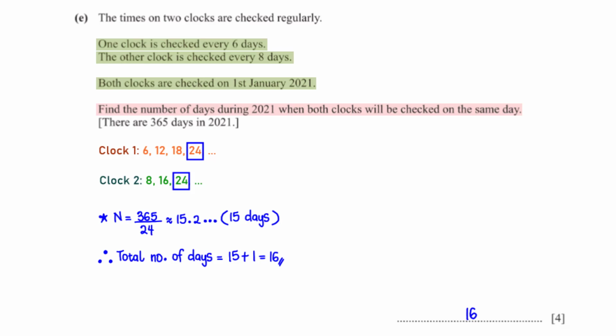There are 365 days in 2021. So if clock 1 is checked after every 6 days and clock 2 is checked after every 8 days, we see that the LCM of 6 and 8, which is 24, tells us that the clocks will be checked on the same day after every 24 days. So the number of times the clocks will be checked on the same day would be 365 divided by 24, which gives us 15 days. When we add 15 to the first check at the beginning of the year, we get 16.